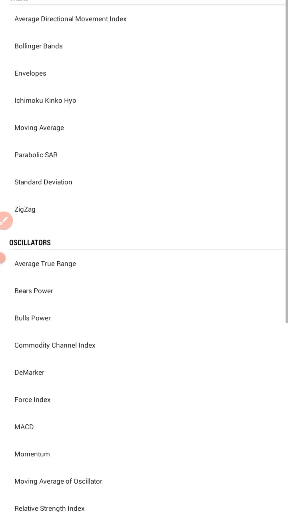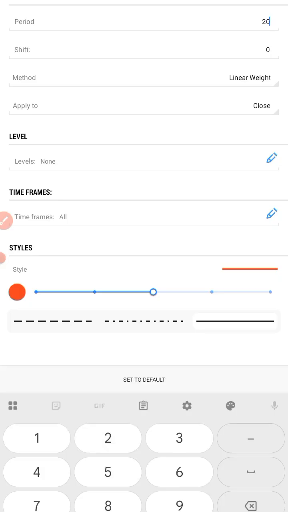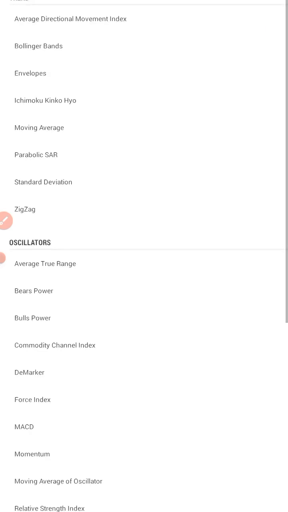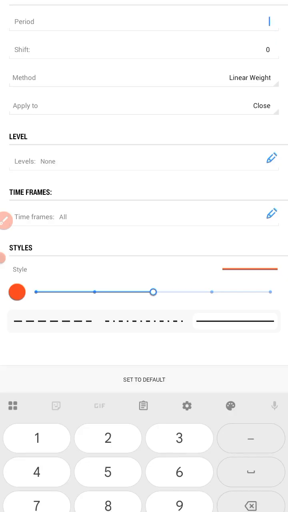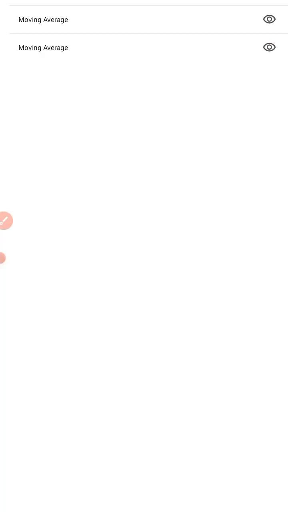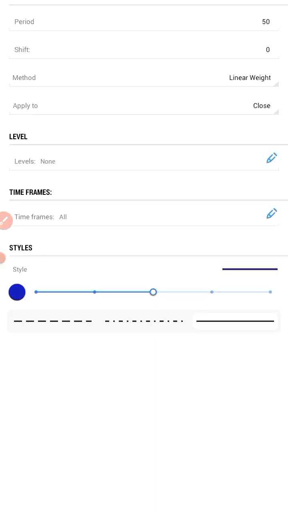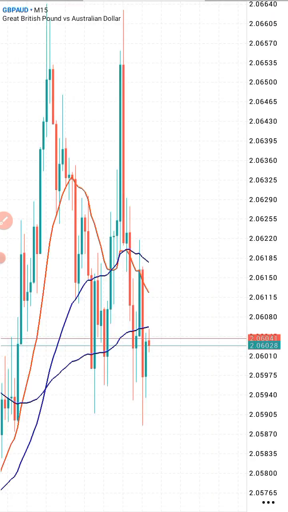Moving average clusters. Now what are the clusters? Moving average 20, I will add moving average 50, and then I'll add moving average 100. Now, moving averages serve also as our dynamic support and resistance. Remember, they serve as our dynamic support and resistance.